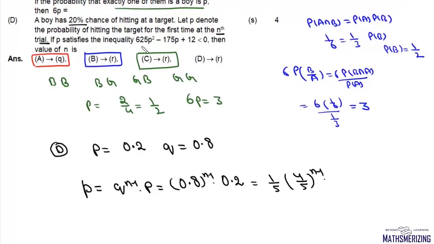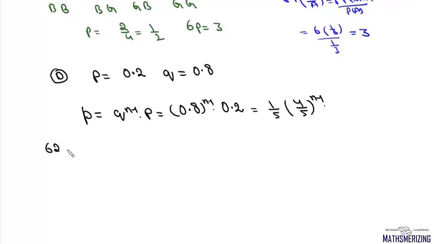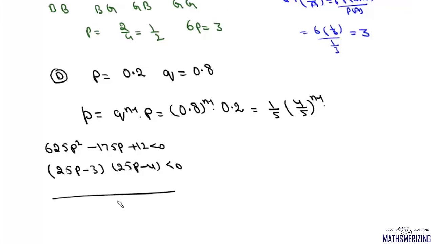Now we are given that if p satisfies this inequality, then the value of n is. Now we are given this inequality that 625p squared minus 175p plus 12 is less than 0. Now if we factorize this, we can write this as (25p minus 3) into (25p minus 4), it is less than 0. Now critical points are 3 by 25 and 4 by 25. This is plus, minus and plus. That means p lies between 3 by 25 and 4 by 25.